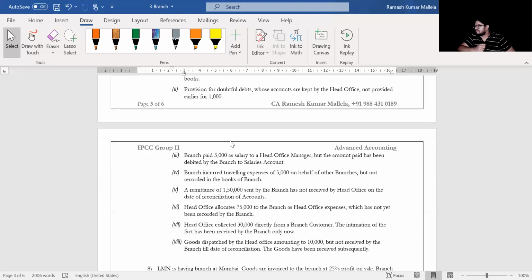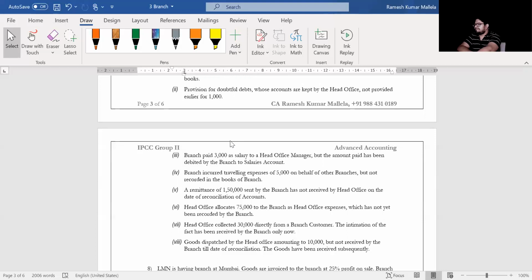Number 6, head office allocates 75,000 to the branch as head office expenses, which has not yet been recorded by the branch. Now that means what? My expenses have to be debited and head office has to be credited because head office incurred that expense on my behalf. So expense account debit to head office account 75,000.